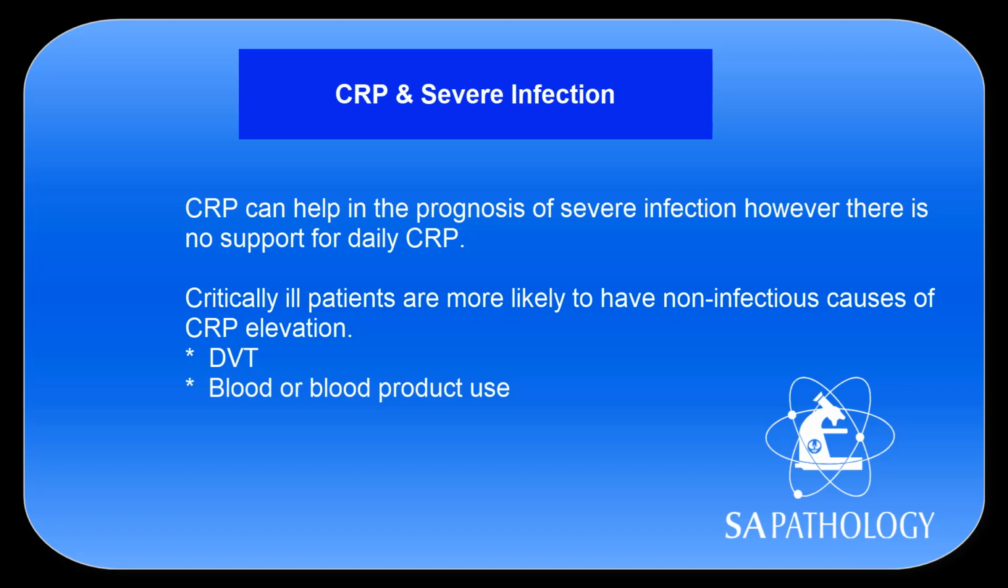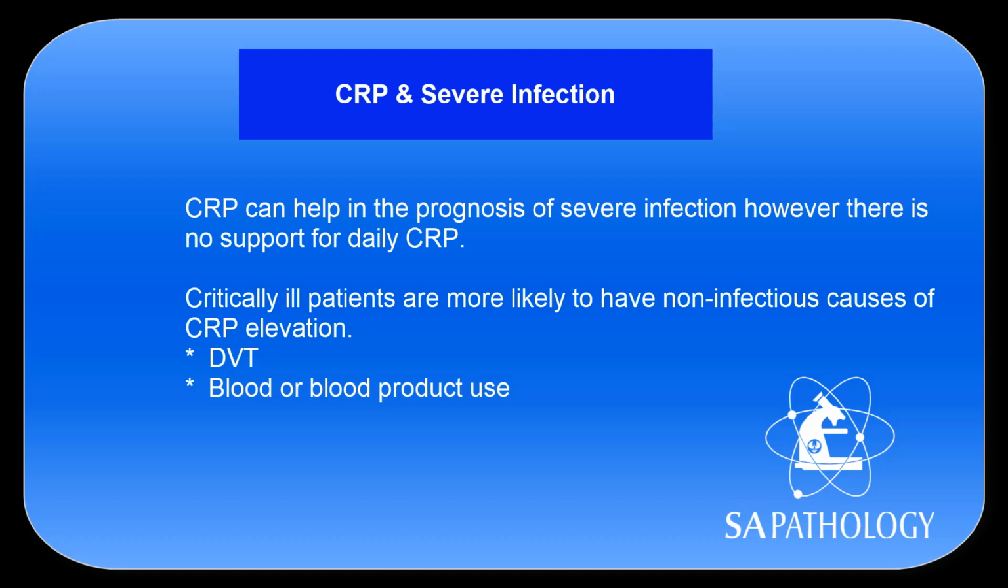CRP may help predict prognosis in severe infections. A prospective study of 191 adults with community-acquired pneumonia in the ICU demonstrated a 5-fold risk of death and increased risk of multi-organ failure in those patients where CRP did not respond within 5 days. In this study, CRP was tested at 48-hour intervals. There is no published evidence to support a daily CRP measurement.